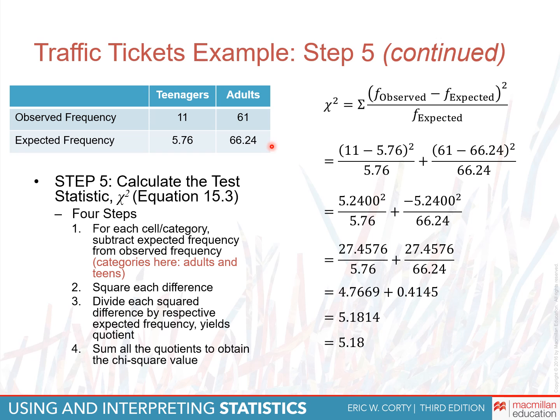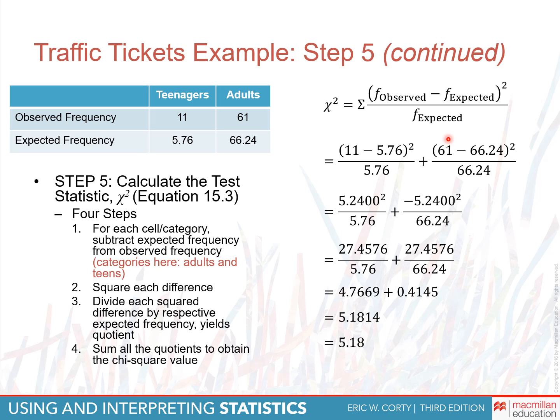All right, so the first step: on our equation, the left side is going to correspond to teenagers, the right side corresponds to adults. So we're going to sum up these values for both the teenagers and the adults to get our chi-squared. So for each cell category, we're going to subtract the expected frequency from the observed frequency. And again, adults and teens are our categories. So for teens, our observed frequency is 11. Our expected frequency is 5.76.